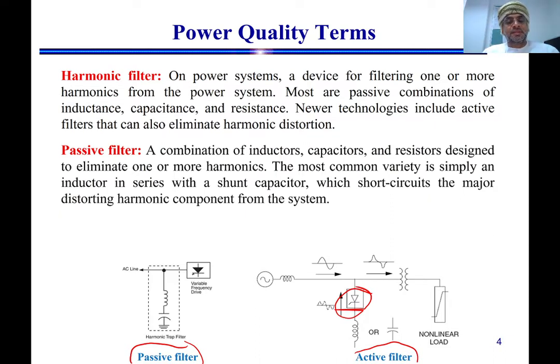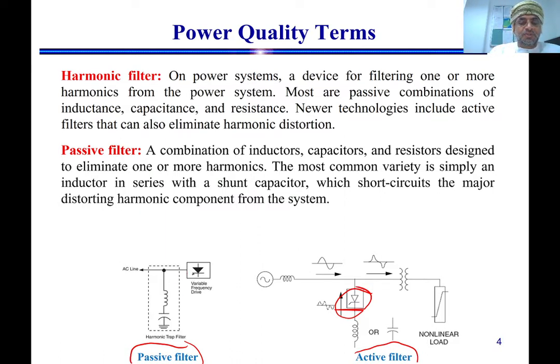Okay, again, this is the passive filter. We said that it is a combination of RLC designed to eliminate one or more harmonics. The most common variety is simply an inductor in series with a shunt capacitor like this one, which short circuits the major distorting harmonic component from the system. So this is the most commonly used type.